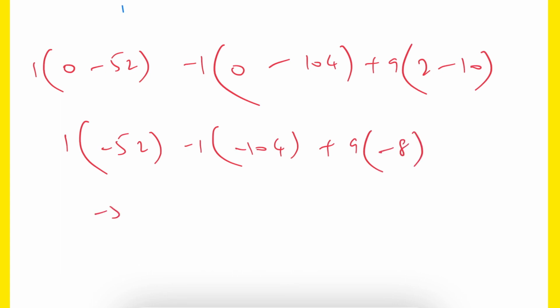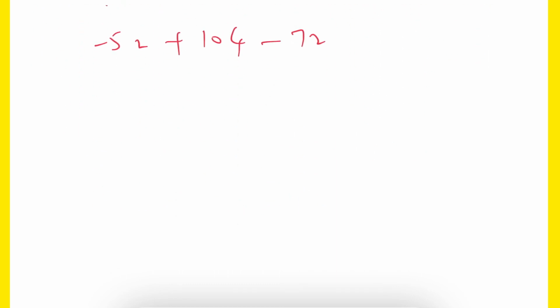1 into minus 52 is minus 52, minus into minus plus 1 into 104, plus into minus minus 9 8s are 72. Next it should be minus 52 minus 72 is minus 124, plus 104. Minus 124 plus 104 is nothing but minus 20. This is the delta 3 value.